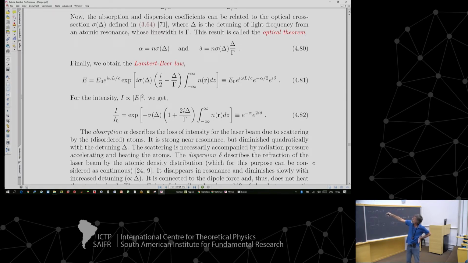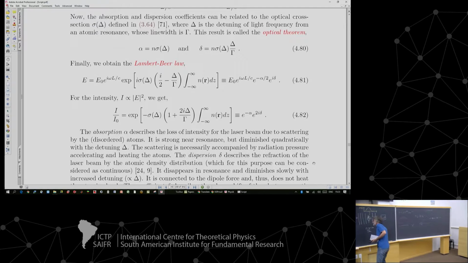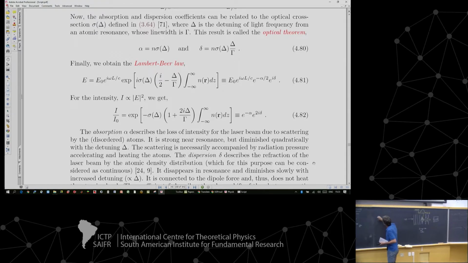So if I assume that I'm on resonance, so I take this delta to 0, and here I have the resonant optical cross section, then I have here an expression E over the input intensity, and this is exactly what we look at. So we have an intensity E as a function of x and y, and z is in this direction.